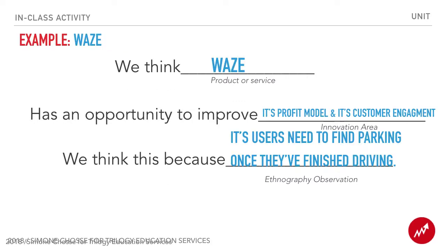So using the Waze example again, we would do something along the lines of, we think Waze has an opportunity to improve its profit model and its customer engagement. So those are two categories. And then we get detailed. We write, we think this because its users need to find parking once they've finished driving. And by providing an ability to do that, it would afford Waze the opportunity to make more money and engage more customers.